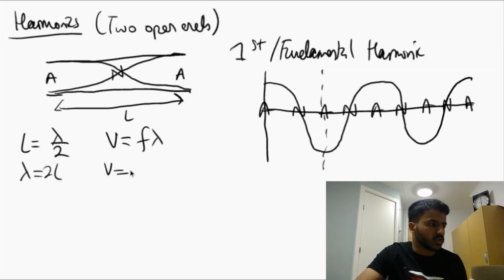So V is equal to 2FL, where F is your fundamental frequency. And therefore, your fundamental frequency is equal to V over 2L. And now you can repeat this to find the second and third harmonics.